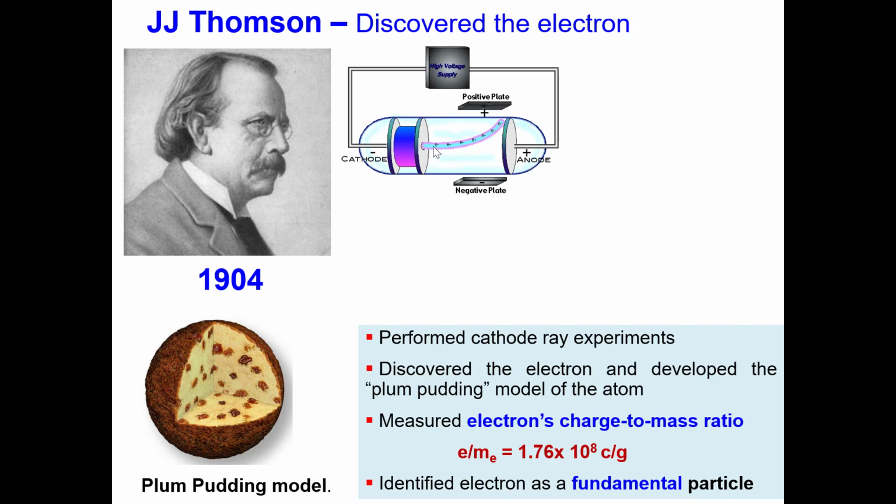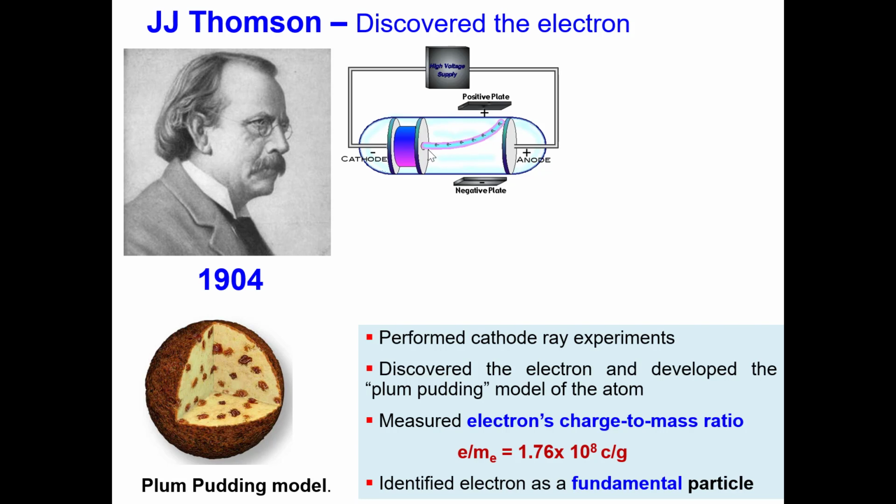Then he placed two plates close to the tube, and what he observed was the ray was bent toward the positive plate. Because he knew this was a positive plate, the only way this ray could be attracted by the positive plate is if the ray is made up of negative charge. And he said then this ray was a negative charge.